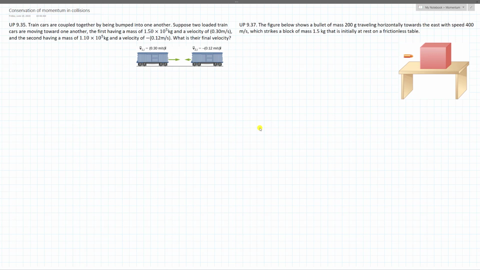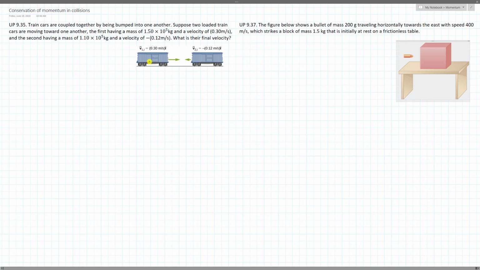meters per second. According to this diagram, the positive velocities are pointing to the right, as we usually do, and the negative velocities are pointing to the left. And the question is, what is their final velocity? When they bump into each other, they combine, and they'll be moving at the same speed. Since we know the left one has slightly more mass than the right one, and also a higher speed, we can anticipate the two train cars will move to the right with a very low speed. So now let's look at conservation of momentum as a system of two objects.